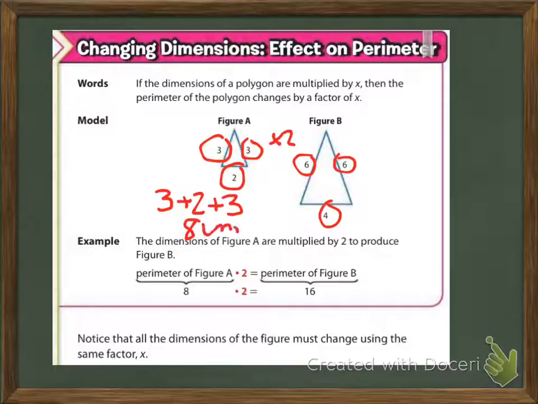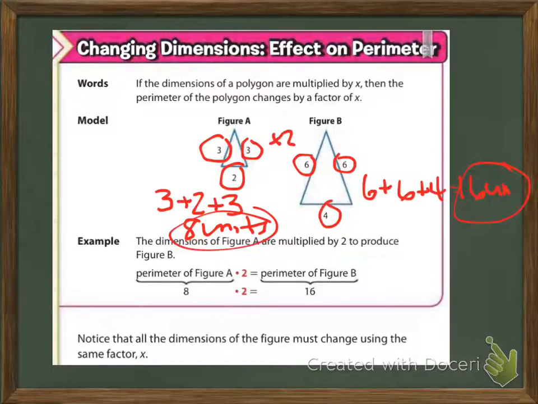8 units, whatever it is. And then when we do the same thing with figure B, we add up all the sides, and we get 16 units. So we have 8 units and 16 units. So basically, we've taken the perimeter of figure A and we've multiplied it times 2 to get the perimeter of figure B. Now this only works because all the dimensions of the figure must change.